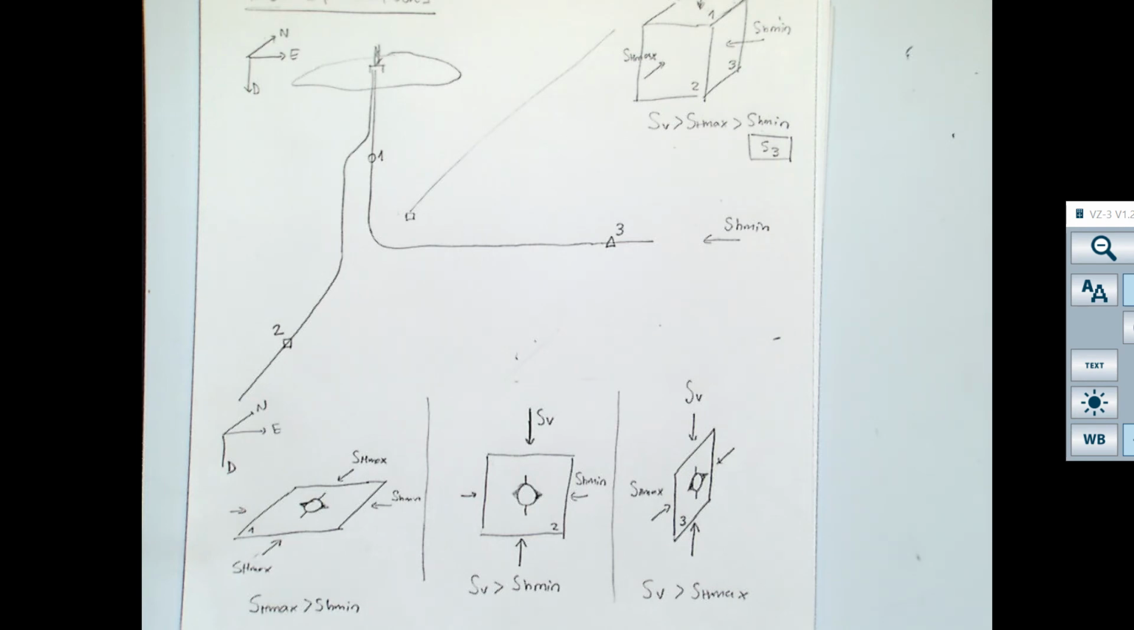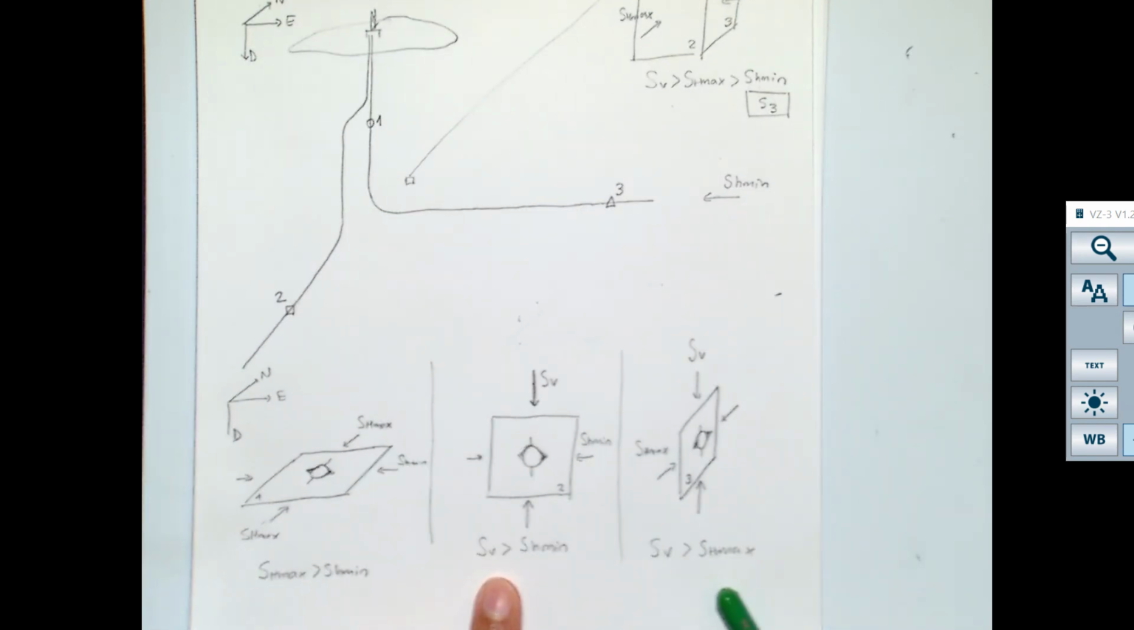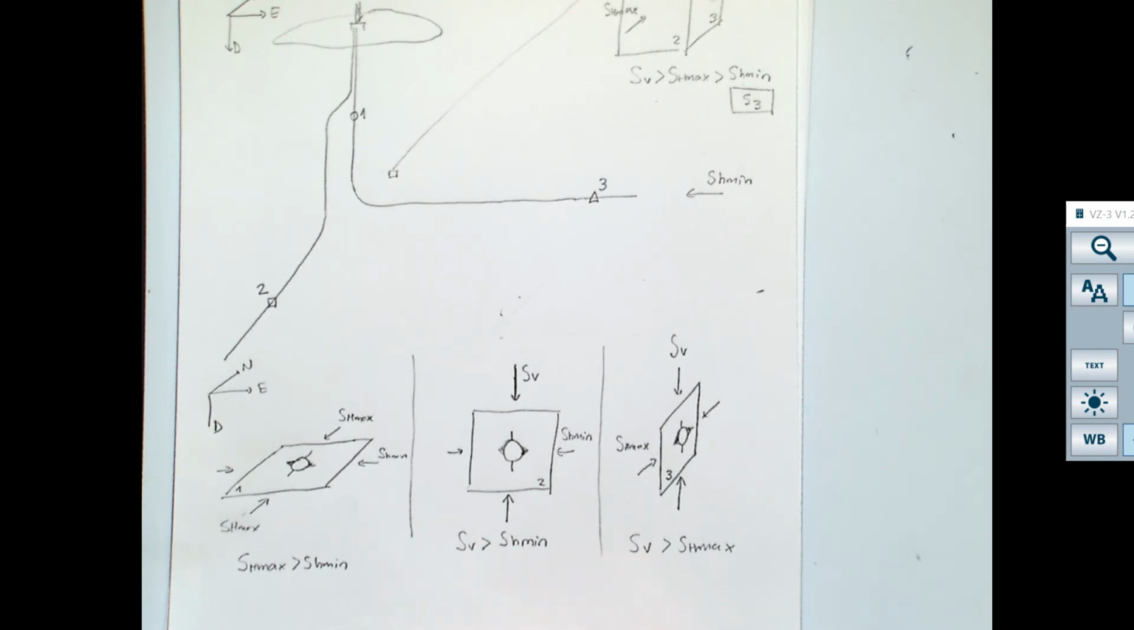Yes? Isn't your SH max always going to be higher than your SH min anyway? It is, but here we just want to see what is the difference between SV and SH min and the difference between SV and SH max. Now you don't know that information.